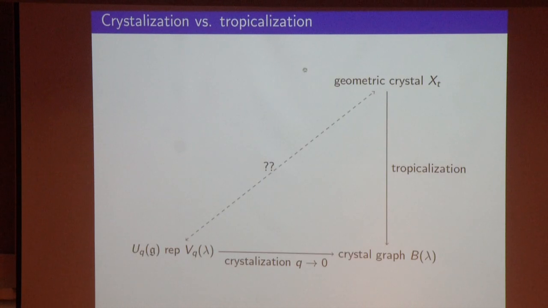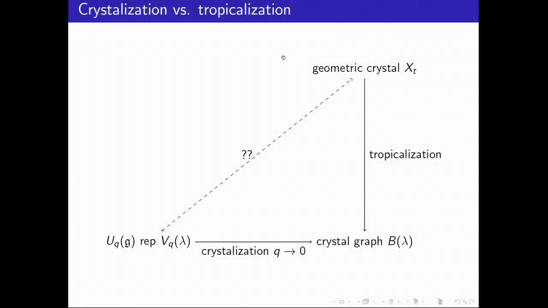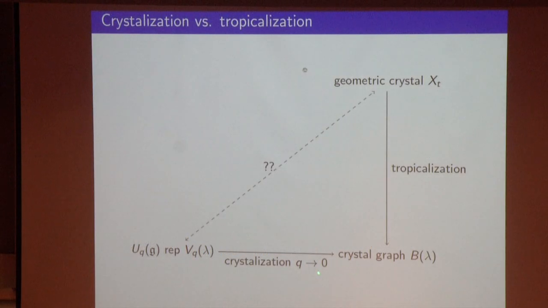Okay, so just to say a little bit about where this construction comes from. Kashiwara came up with this construction by studying representations of the quantum group, sort of a Q analog of the Lie algebra. And then he took the limit, and he called it crystallization. He took the limit as Q goes to 0. So I won't talk about this construction.